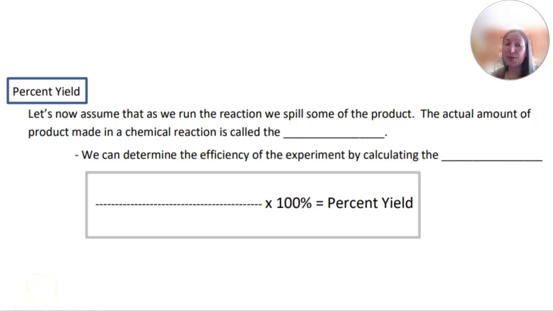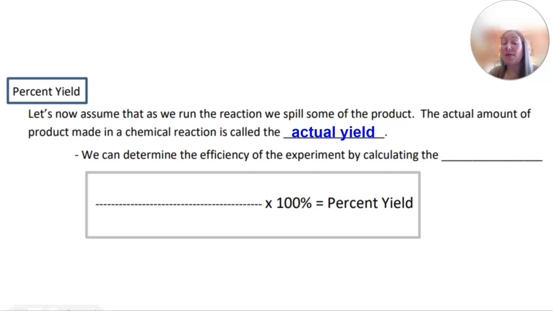This video is about percent yield. Now we're going to assume that as we run the reaction, we spill some product. And the actual amount of product made in a chemical reaction, with normal errors like spilling or having small amounts of product remain on the sides of beakers, having loss along the way, it's stuck on a filter paper, it's on the side of your beaker, it's left as droplets inside of a flask. Usually we can't recover all of it.